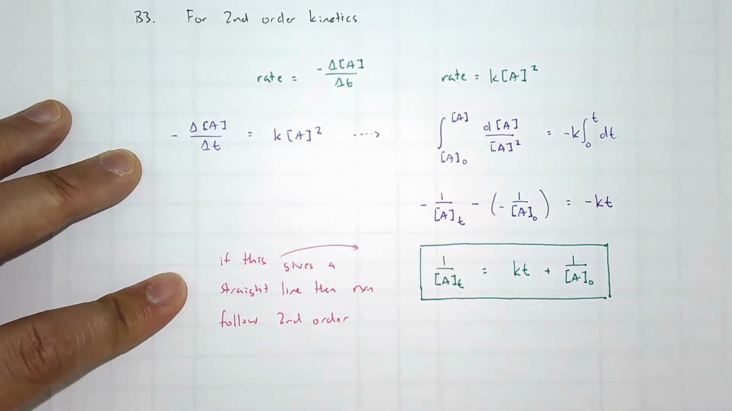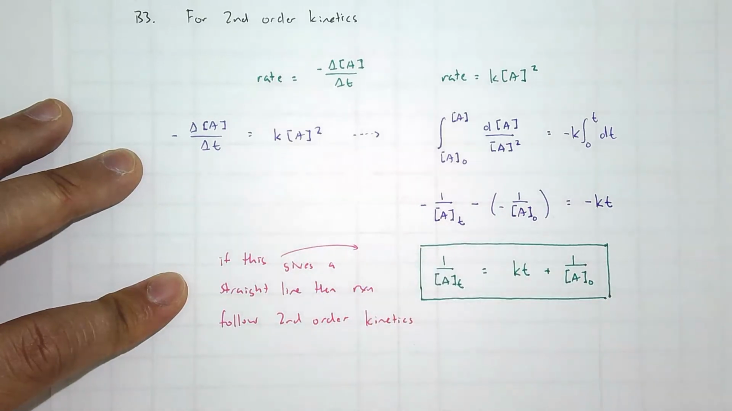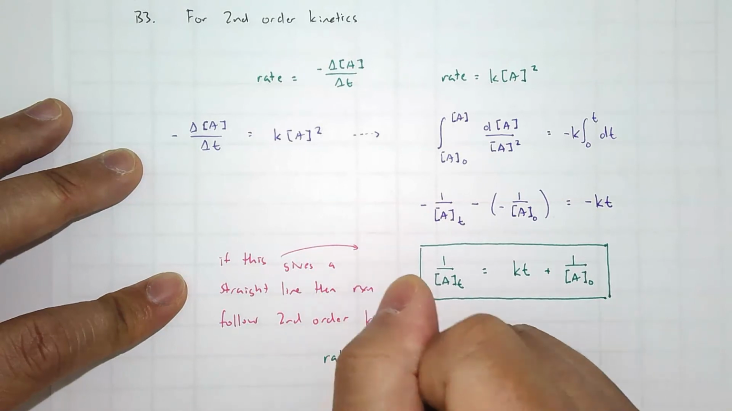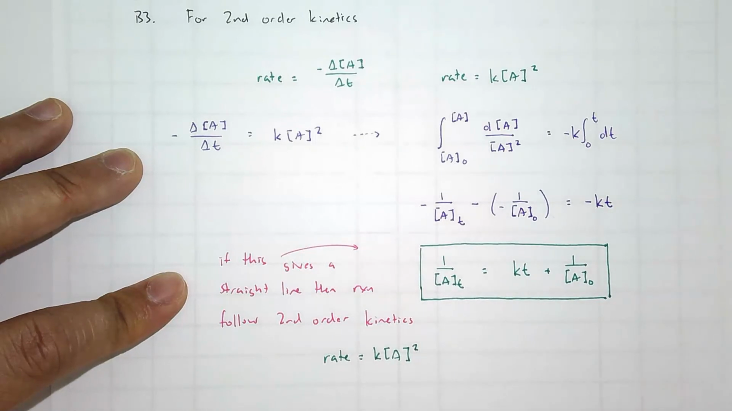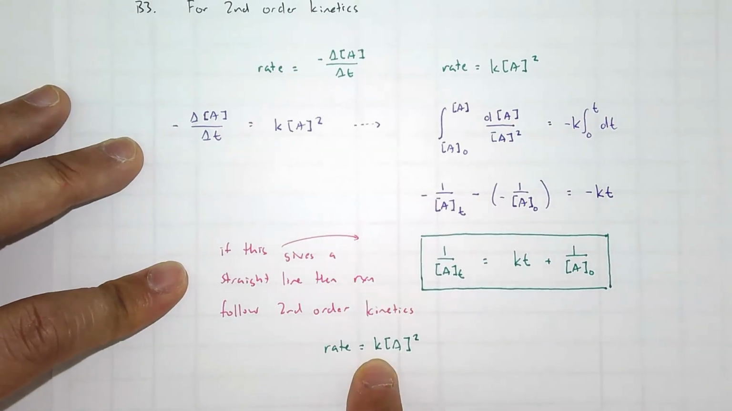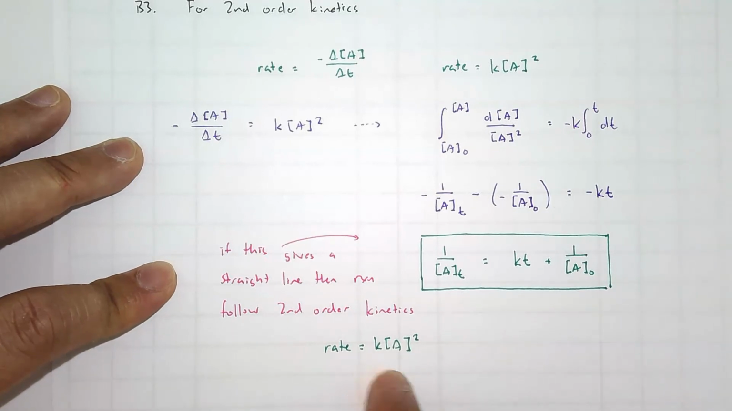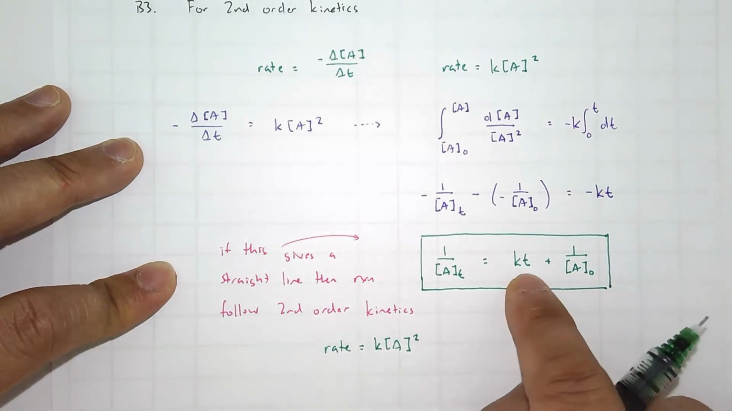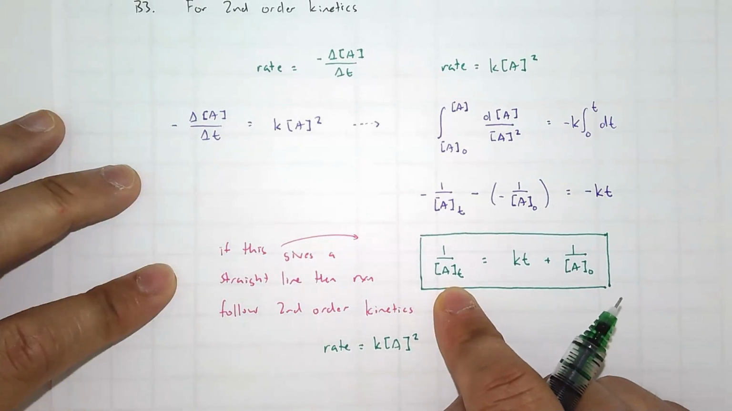What is the implication of that? The implication is that you're allowed to use this equation to get the k. Rate equals k A squared. You get that k. Okay, maybe they give you enough information, they give you the rate. You get that k, you plug it back into here, and if you know the initial concentration, then at any time you could figure out the concentration of A.